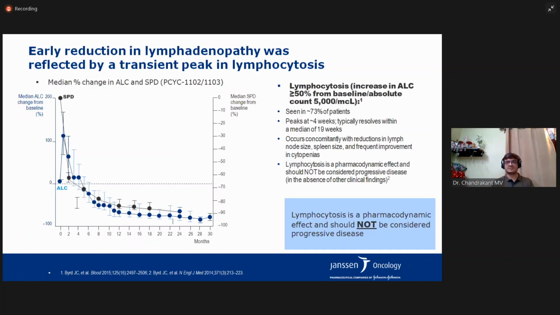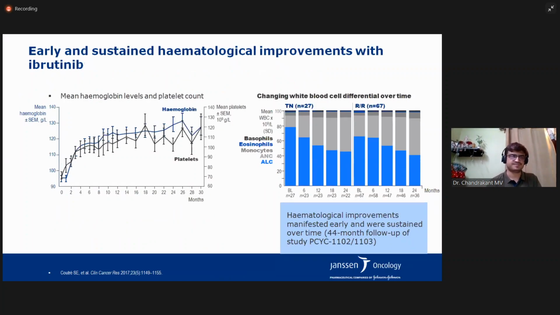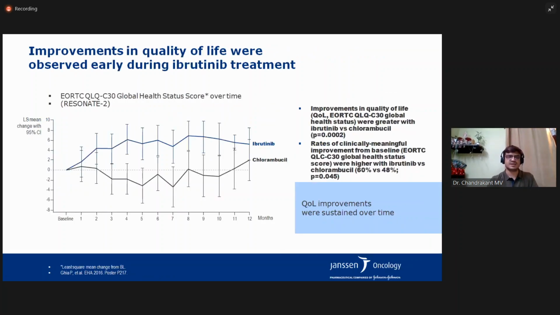And lymphocytosis is a pharmacodynamic effect and should not be considered progressive disease, because for the initial 4 to 5 months you may see an increase in lymphocytosis and it should not be confused with disease progression. So it shows sustained hematological improvements. You can see improvements in hemoglobin and platelet counts. And very important, global quality of life is well improved.